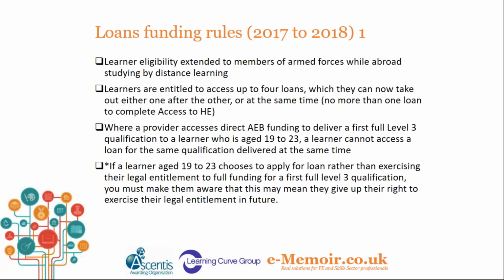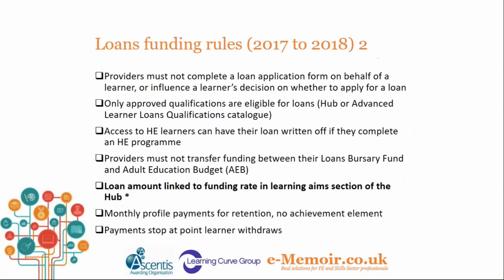If you're a subcontractor, then that would be a relationship between you and the prime. If a learner aged 19 to 23 chooses to apply for a loan rather than exercise the legal entitlement to full funding for first full level three, you must make them aware that this means they've given up the right. Even if they might want to exercise that right later on, up until the point they are still 23, they've got to know the consequences, that that right no longer applies. So just make sure you remind yourselves of that.